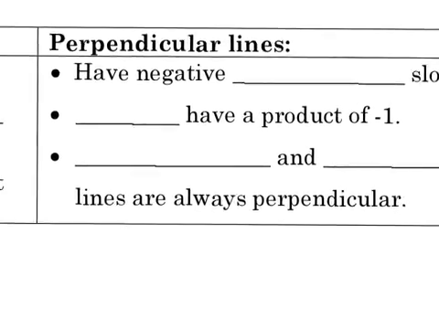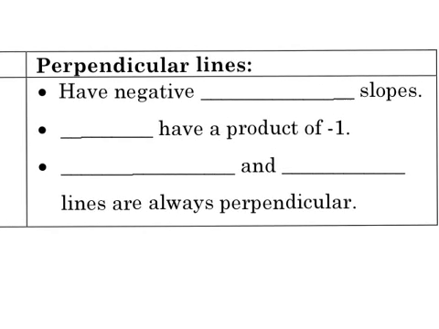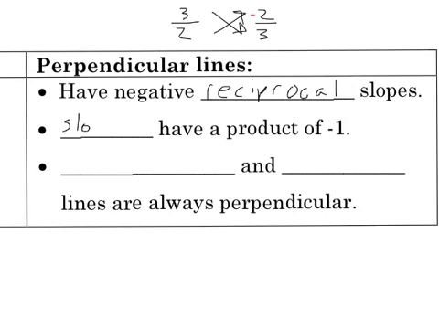Now, what about perpendicular lines? Well, perpendicular lines have negative reciprocal slopes. So reciprocal, remember, if I had 3 over 2, the reciprocal is just switching it so that it's 2/3. But one has to be negative and one has to be positive, so you have to make one negative. If it is negative, when you flip it, you make it positive. If it is positive, when you flip it, you make it negative. And the slopes have a product of negative 1. So if you multiply the slopes together, it would be negative 1.